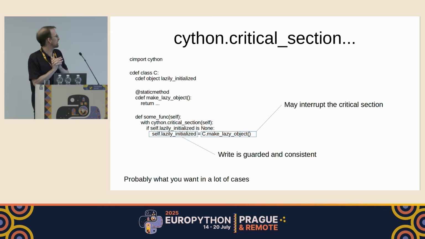So this is just an example, a lazily initialized value. Here you've got a with Cython critical section. If the value you want to lazily initialize is None, then you initialize it. And the point is that make lazy object may interrupt the critical section. But often that's okay. You don't really care if it gets initialized twice. You just want things not to be corrupt.